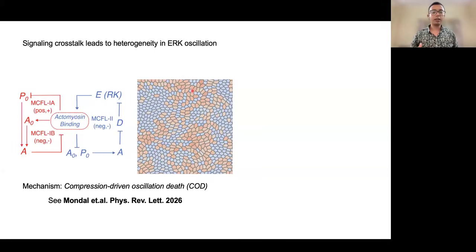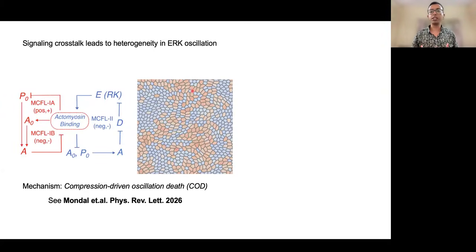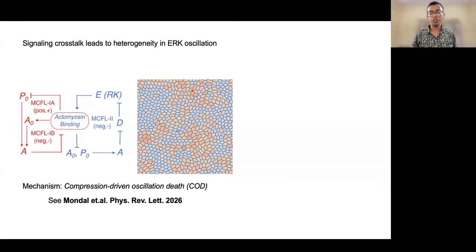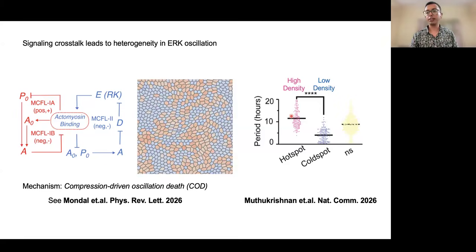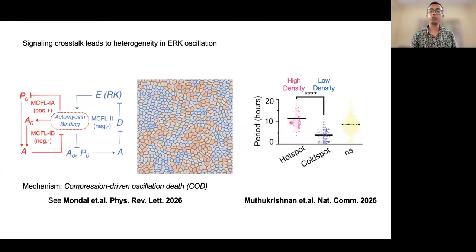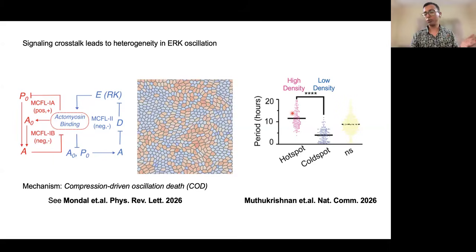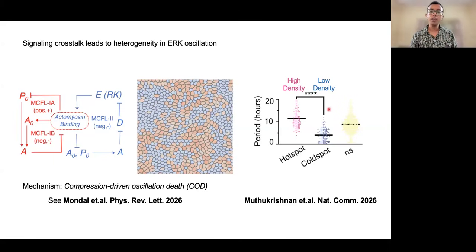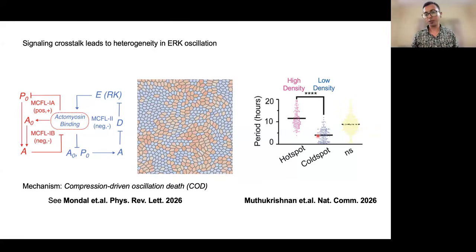And through that, what our theory predicts is that there should be some kind of heterogeneity in ERK oscillation in the tissue. And when Sindhu looked at her tissues, she did find that this kind of heterogeneity exists. In particular, regions of high density had really long period, which means their oscillation was damped, whereas regions of low density had very short period, which means the oscillation was persistent.